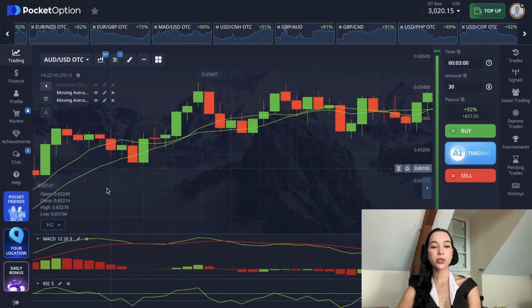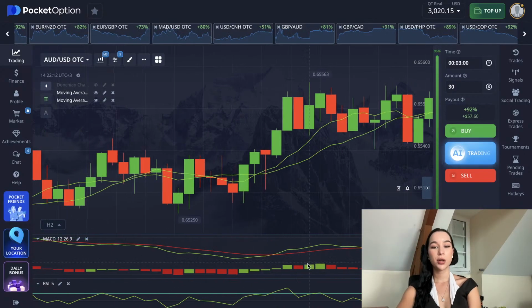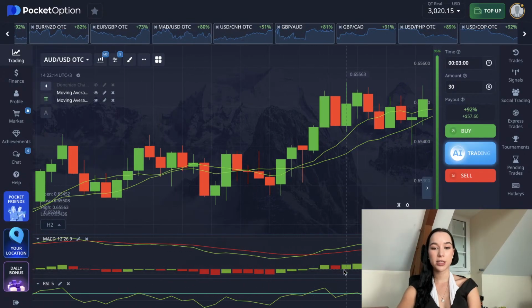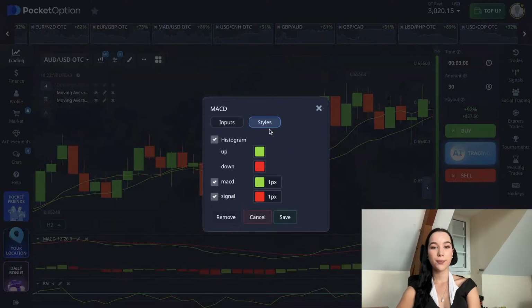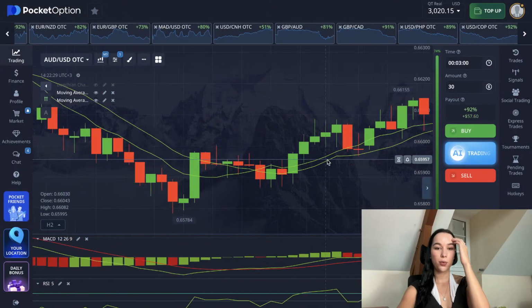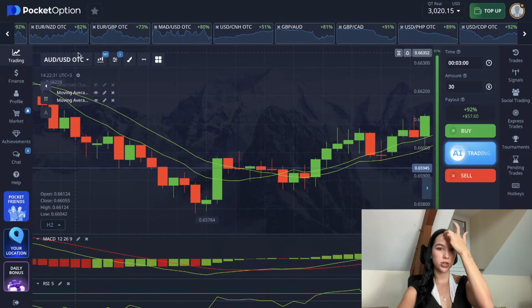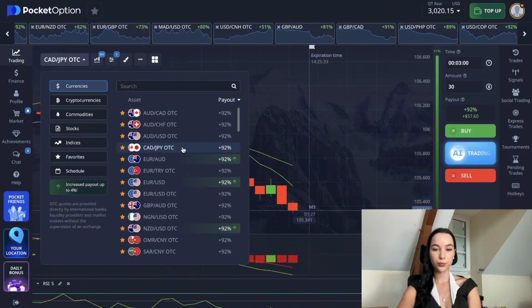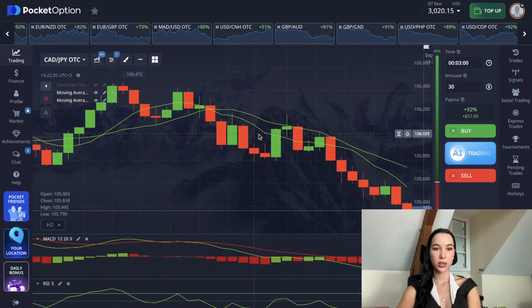For the MACD, it's also the default settings. Here we look first of all at the histogram, at the bars, and also at the lines. I didn't change anything. As you can see, the histogram is just up and down, the green line is the MACD line, and here's the signal line. When they cross each other, we can also get a signal. For example, this is not the best situation actually. It's better to find something else.